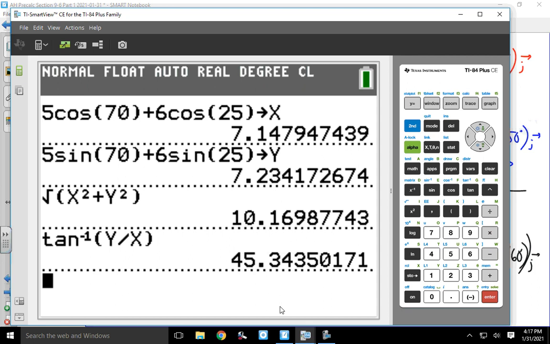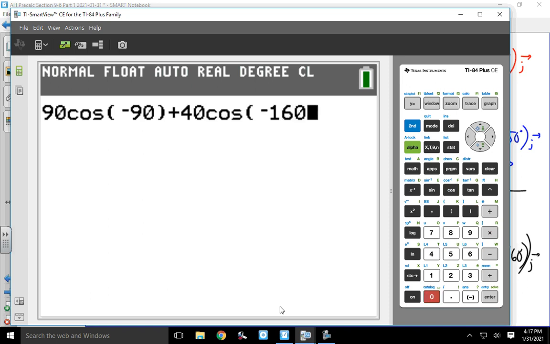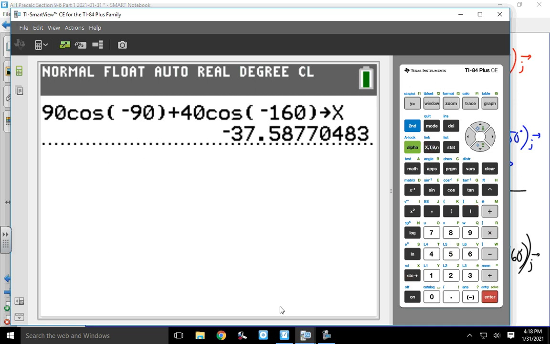Let me just get rid of this here. I could possibly reuse some of that, but I'm going to start from scratch so I get the right equations in here. Let's take 90 times the cosine of negative 90, and we're going to add on 40 times the cosine of negative 160. You should probably get the idea that we're going to reuse these numbers, so it's best to store these right away. That's what I'm going to do again. So that's a negative 37.588, it looks like.